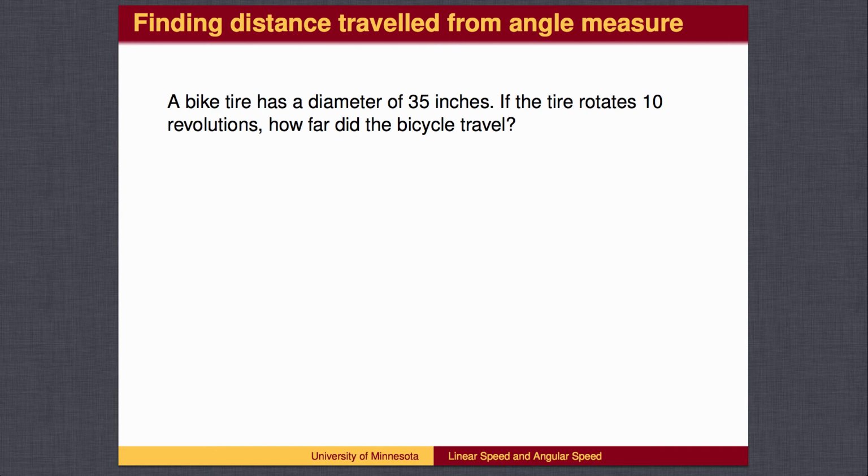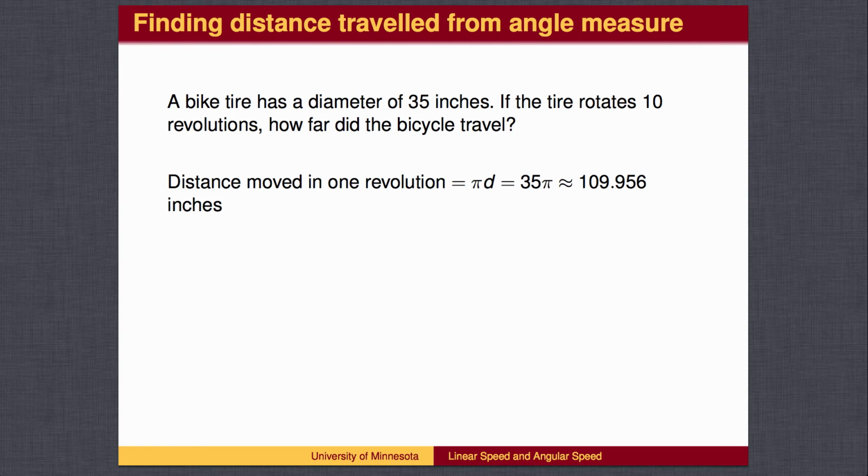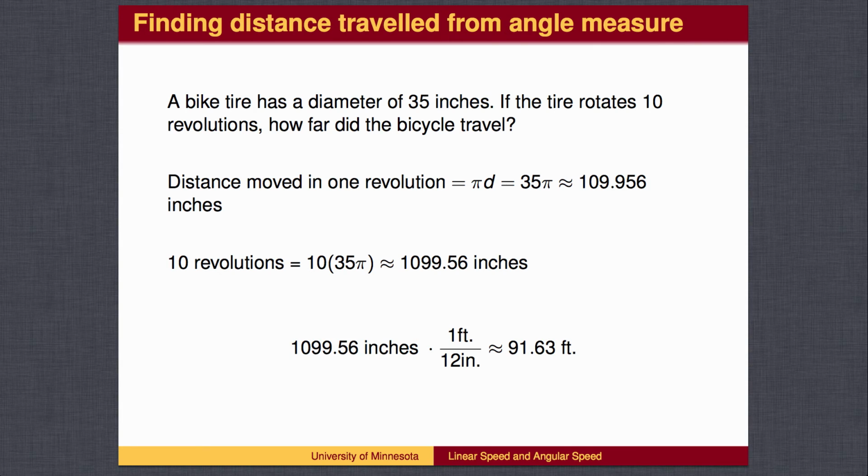The diameter is 35 inches, so the circumference is 35 pi, or about 109.956 inches. 10 revolutions will be 10 times this distance, or 1099.56 inches. If we want to know the answer in feet, we know 1 foot is 12 inches, so we can multiply by 1/12 to get 91.63 feet.